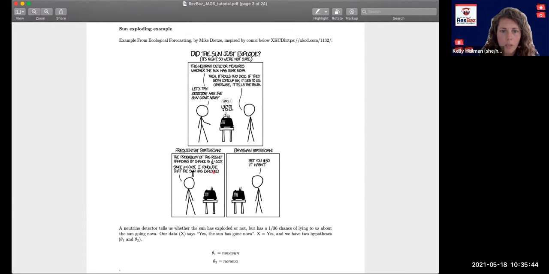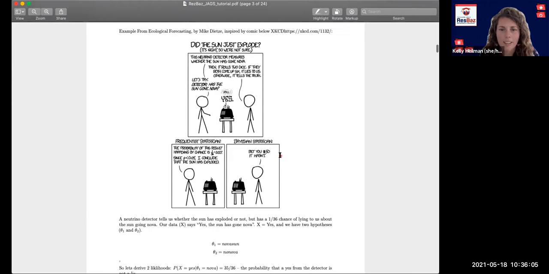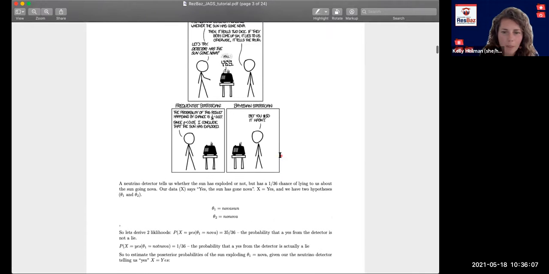0.027. But since p is less than 0.05, I conclude that the sun has exploded. And a Bayesian statistician says, bet you $50 it hasn't. So let's find out why the Bayesian statistician doesn't think the sun has exploded.